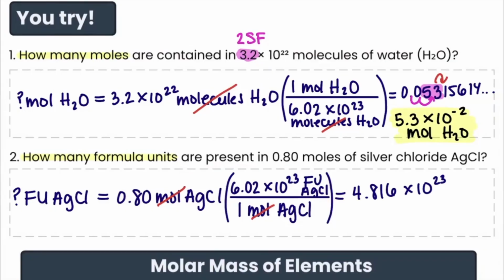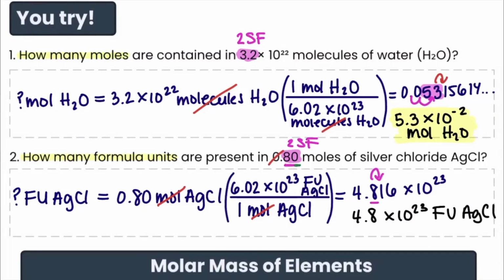But remember, you have to report with the least number of significant figures, okay? So in the question stem, it gives me 0.80. We have two significant figures here. Remember, zeros to the left of a decimal don't count, they're insignificant. But that zero after the 8 does count. So definitely brush up on your significant figures rules when you get the chance. So reporting to two sig figs, you look at the 8, look next door. 1 is below a 5, so you drop it. So the answer is 4.8 times 10 to the 23rd formula units.